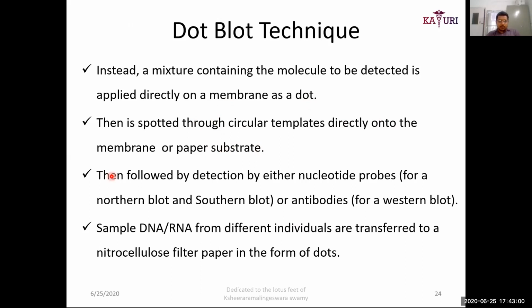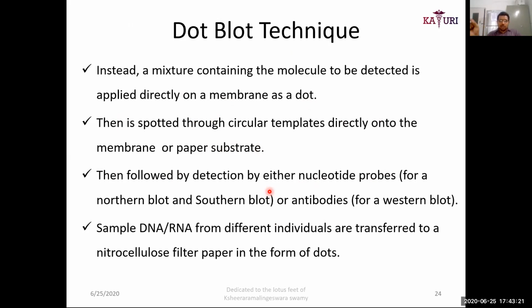Then you blot on the filter paper, you spot it, and you take that onto blotting paper. Then you can go for detection by using probes or antibodies directly. You are using it very specifically, when you want to know whether whatever you are searching for is there or not.